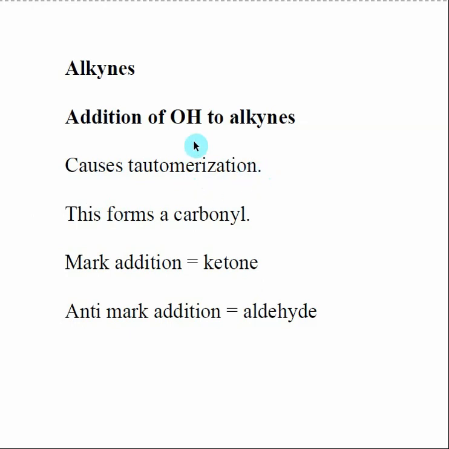But the idea is instead of making an OH, what we're going to end up forming is a carbonyl, or a C double bond O. So that extra double bond that was on my alkyne is going to be shifted to the oxygen. And depending on whether we do a Markovnikov addition or an anti-Markovnikov addition to our triple bond, we're either going to form a ketone or an aldehyde. So it's not going to be an OH, it's going to be an oxygen with a double bond. That's the big difference. And that kind of makes sense.